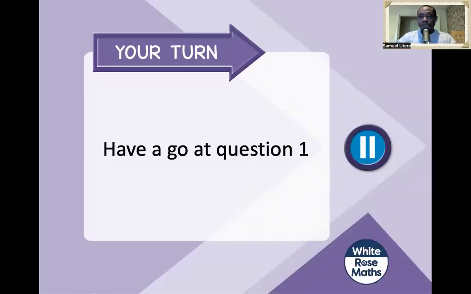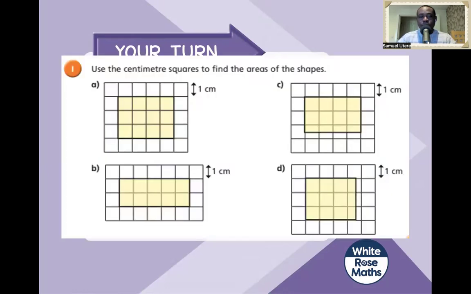All right. You've just learned how to find the area of a rectangle, whether it's in a grid or the grid is not given to you and the dimensions are given to you. Then you know how to find the area of a rectangle. You multiply the length by the width. Pause the video and answer question 1 in 2 minutes.